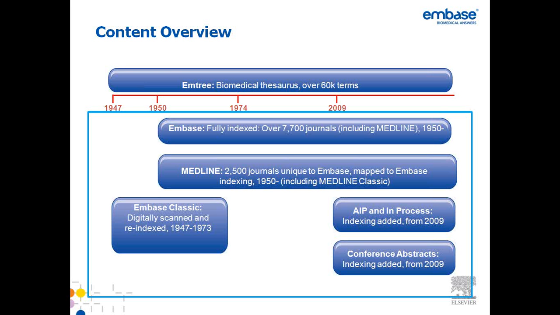We add 2,500 unique journals from Medline. These are not journals which overlap, that is, found in Embase and Medline. These are journals which are uniquely from Medline, and that Medline content is then added to give you your 7,700. For currency, we add articles in press and in process, so you can search the information at the earliest possible opportunity. And since 2009, we've been adding conference abstracts, and I'll mention those a little bit later on.